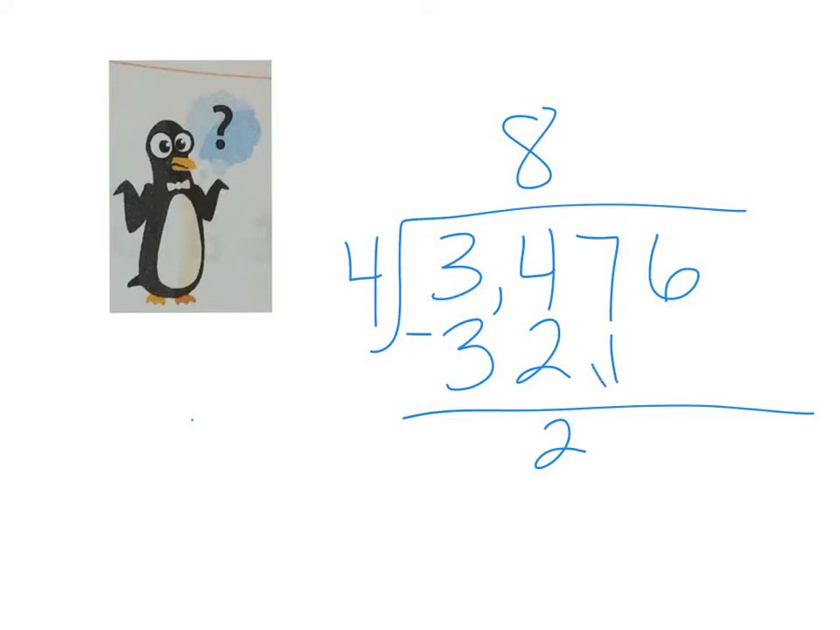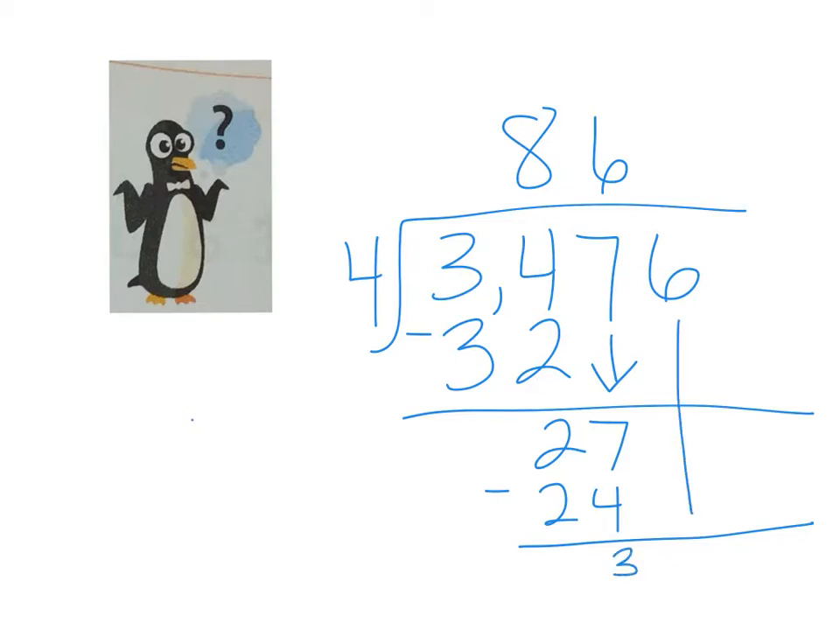Then I bring down my 7, one digit at a time. 4 will go into 27 6 times. 6 times 4 is 24. I subtract. 7 minus 4 is 3, 2 minus 2 is 0, and I bring down my 6. How many times will 4 go into 36? 9 times. 9 times 4 is 36, and we will not have a remainder.